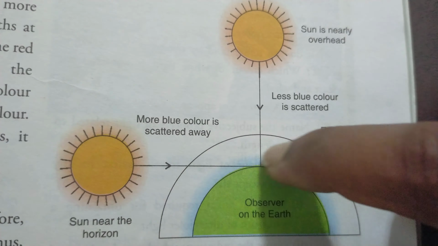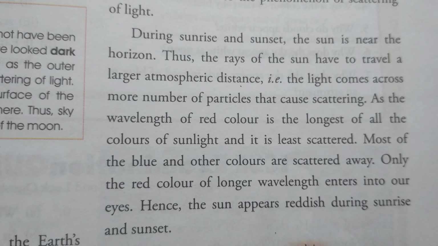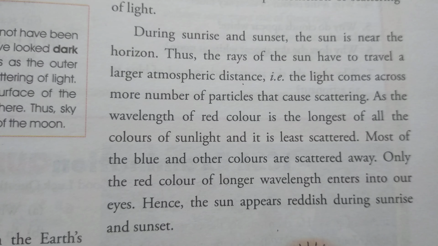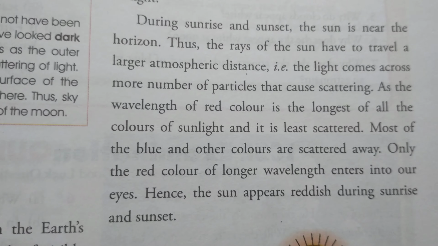So you can write from here also. You see the reason is given. During sunrise and sunset, the sun is near the horizon. Thus the rays of light have to travel a larger atmospheric distance. Therefore, the light comes across more particles, which causes scattering.